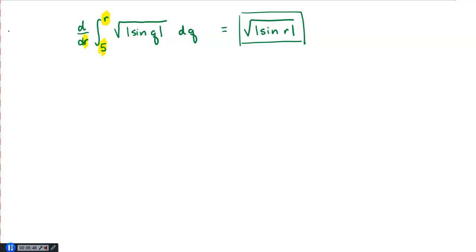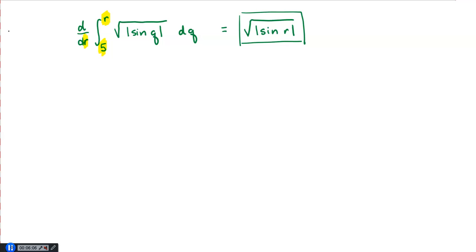Now, you can't go too crazy and just stop thinking altogether when you see the derivative of an integral, because remember, this depended on the lower limit of integration being a constant and the upper limit of integration being the variable that we're taking the derivative with respect to.